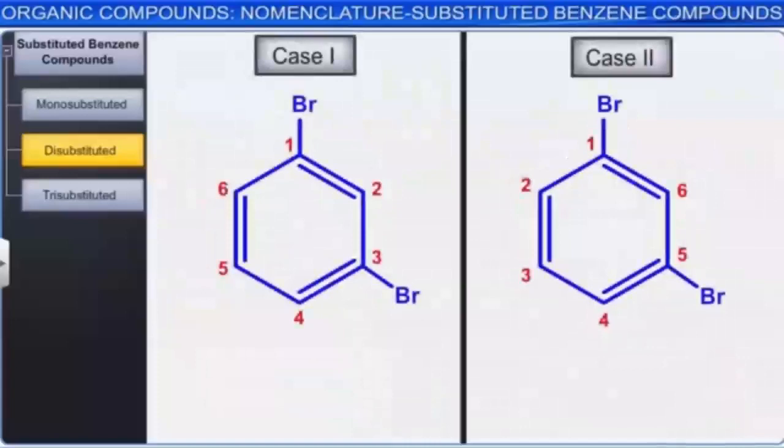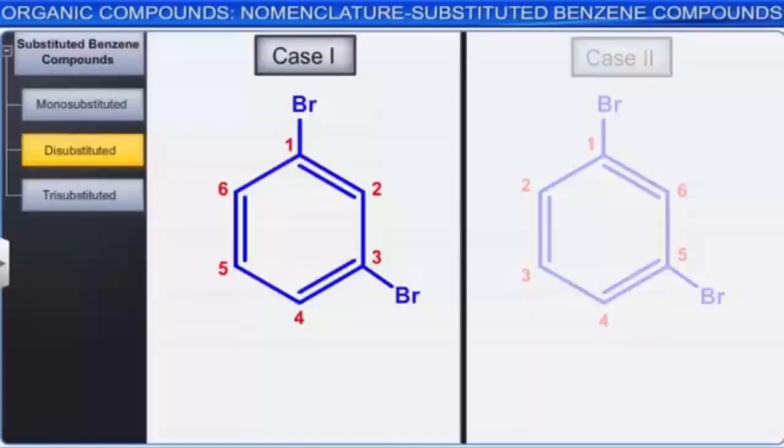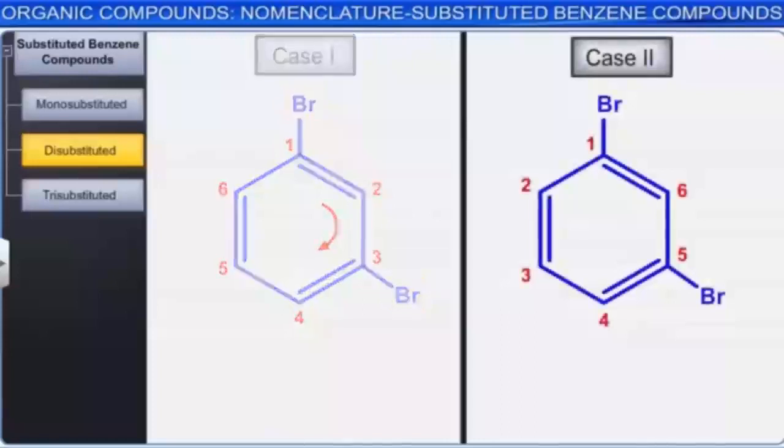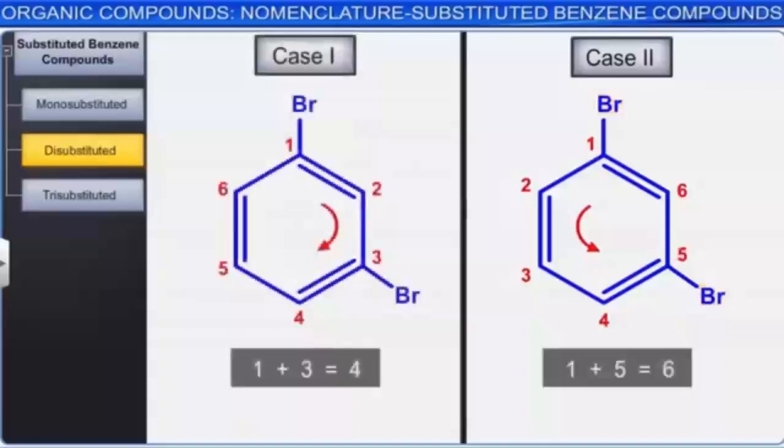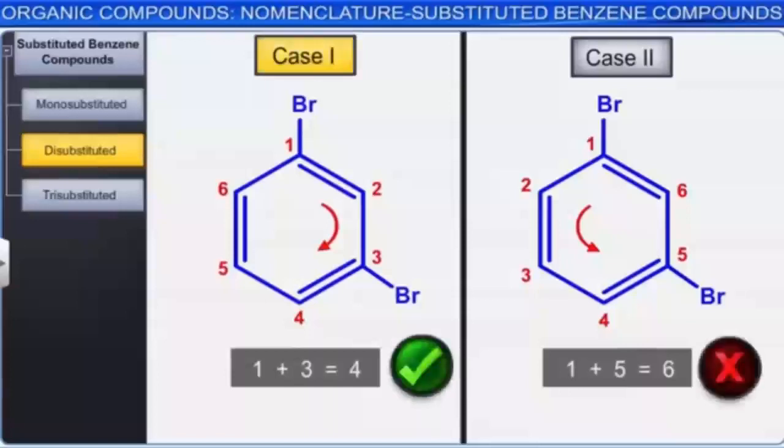Let us understand this by considering the following two cases. In case 1, the carbon atoms are numbered in the clockwise direction. As a result, the two bromine atoms are present at the positions 1 and 3. In case 2, the numbering of carbon atoms is done in the anti-clockwise direction. As a result, the two bromine atoms are present at the positions 1 and 5. According to the rule, case 1 follows the correct way of numbering.